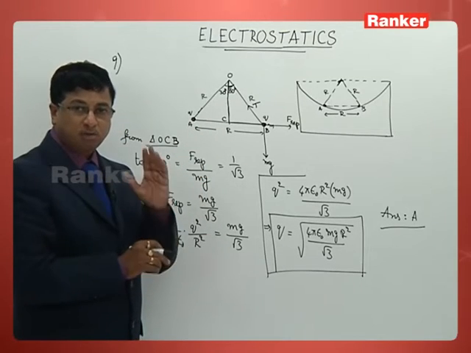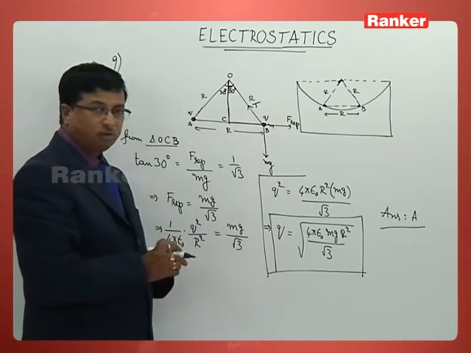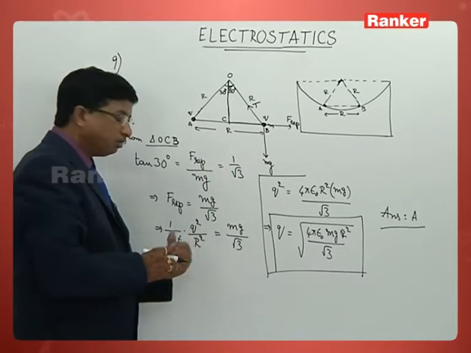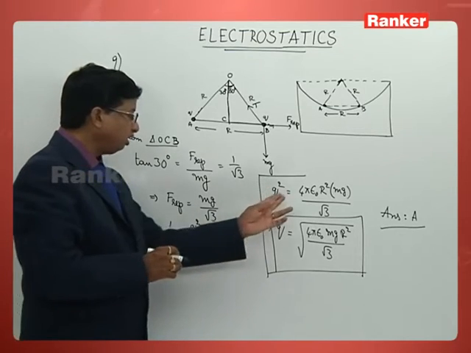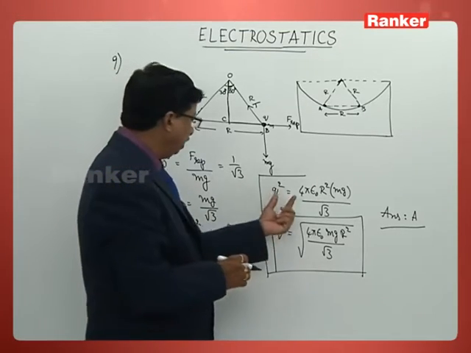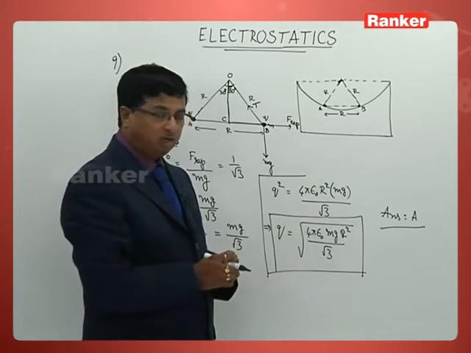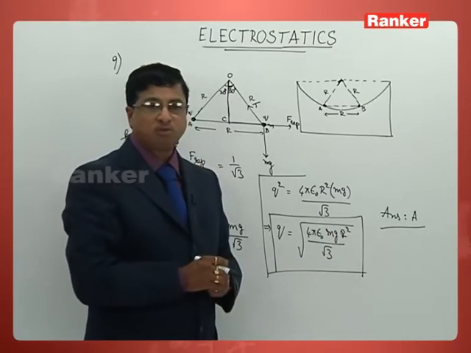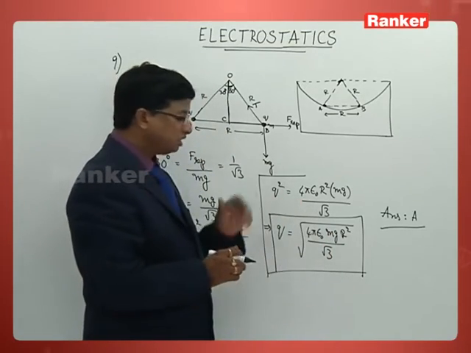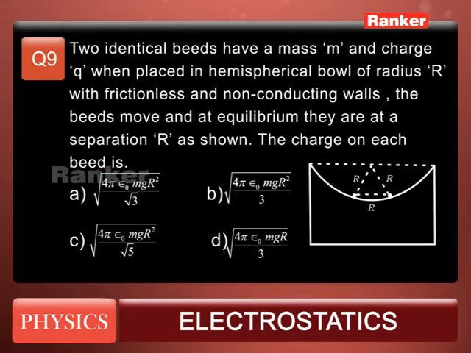We know according to Coulomb's law, 1 by 4 pi epsilon naught q into q, that's q square, by distance of separation whole square. Then what can we write now? From that we have written q square, and therefrom I have estimated the value of q, which is root under 4 pi epsilon naught mg r square by root 3. That is the concept. This is in coincidence with the first option, which is A, that is the answer for this question number 9.